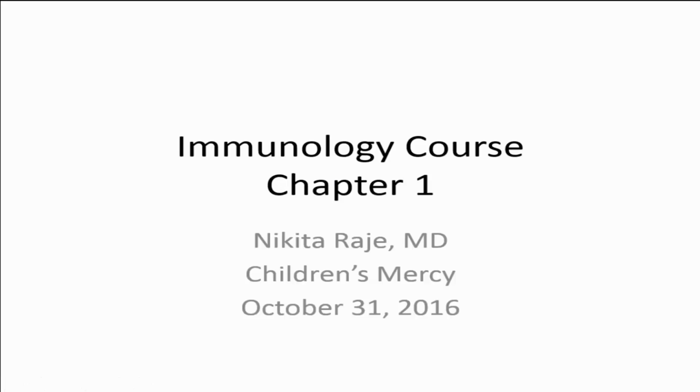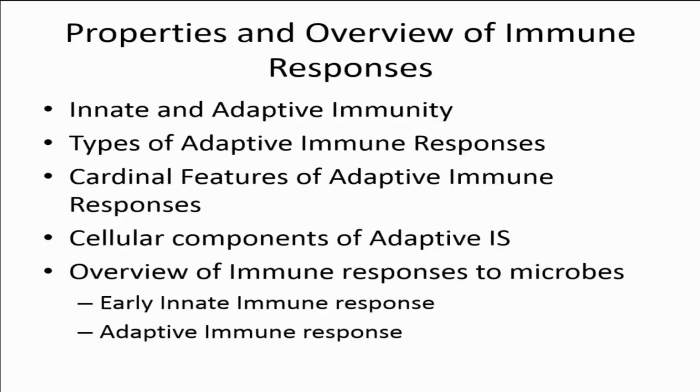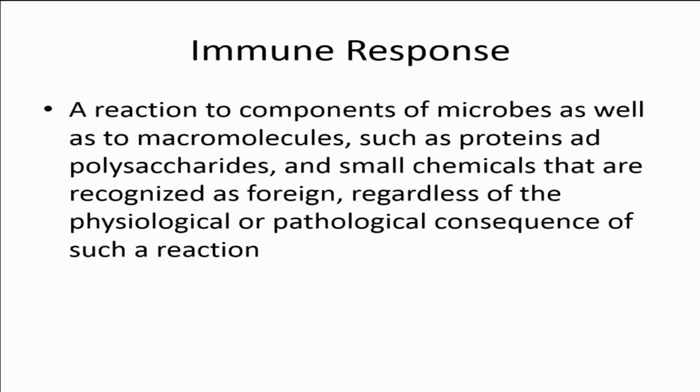Chapter 1 today, but basically we are going to build on whatever we already worked on from SOMPARAC. Today's chapter is pretty short and pretty much just a repetition of what we have already heard. So let's see if you guys have any questions, let me know. So just the properties and overview of immune response. We're going to go through types of immunity and types of immune responses and their cardinal features and things like that. So what's an immune response?